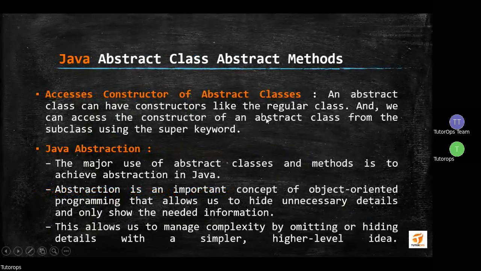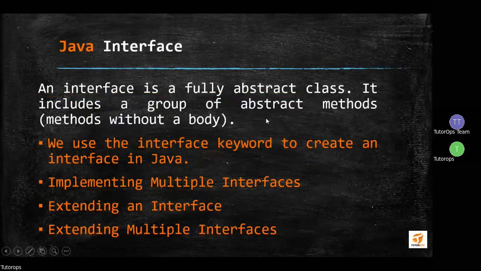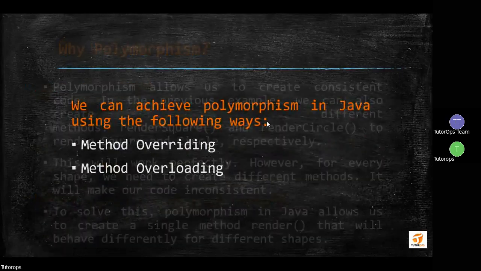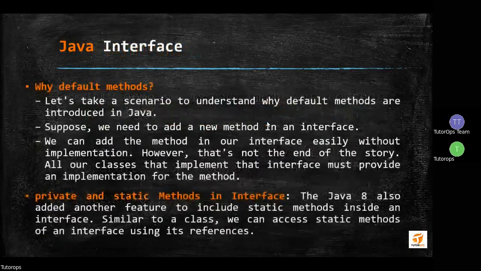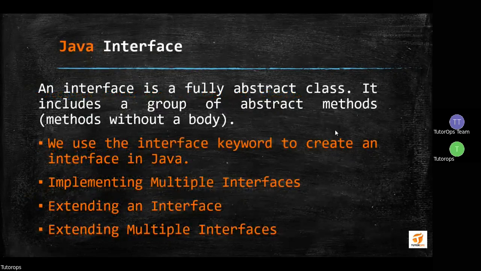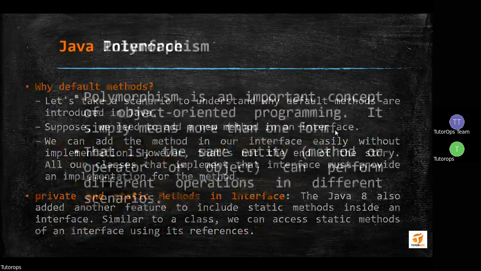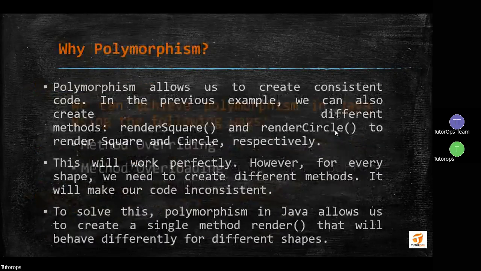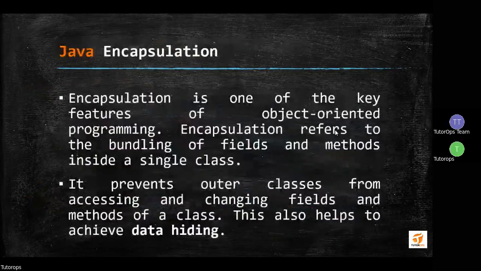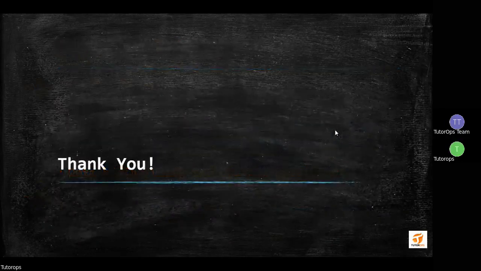I think this is a very long class. I have already completed the abstract class, so I am closing the class for today. Interface, polymorphism and encapsulation, the rest of the part I'll discuss in our next class, as this is already a very long class. Okay, thank you.